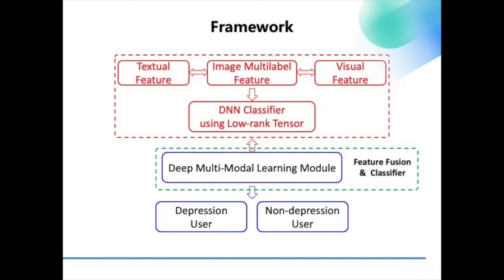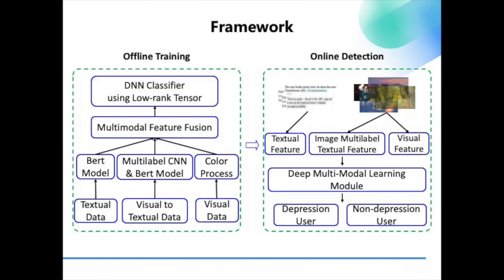Based on the extracted features, we designed a deep multi-modal learning module. We first do feature fusion to generate more robust features. Then we build a classifier using a low-rank tensor-based deep neural network to accurately classify depression and non-depression users. So that's the technical architecture of our system.